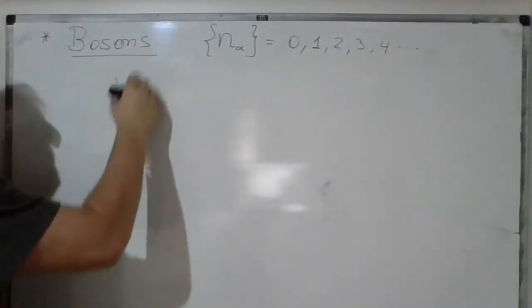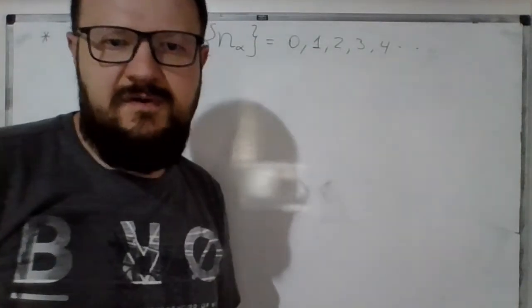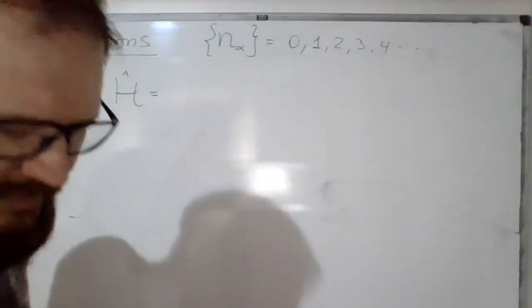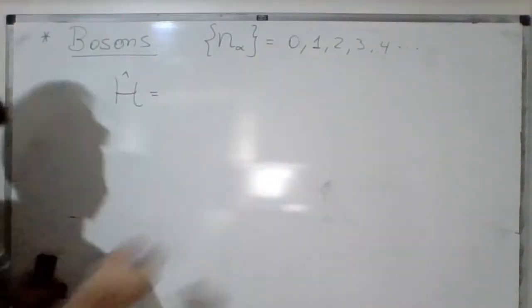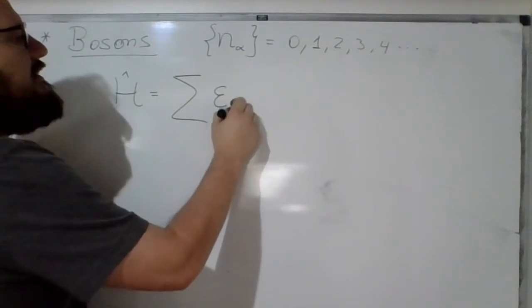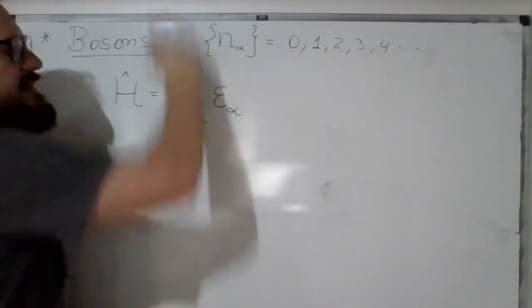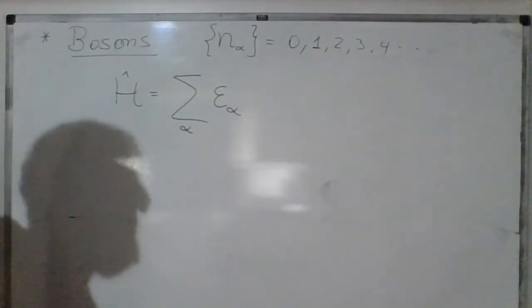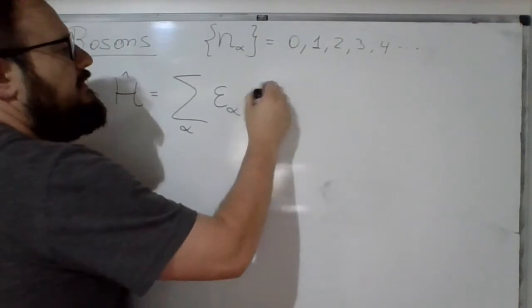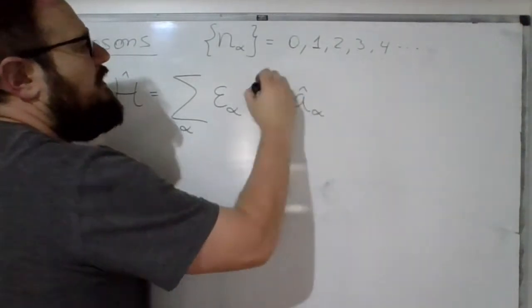The Hamiltonian has the same form, as a matter of fact, for bosons or fermions. It doesn't really matter, but it is a summation over the energy in the state alpha, summed over all the alphas of your system, times the number operator. I will use A dagger alpha A alpha for bosons.